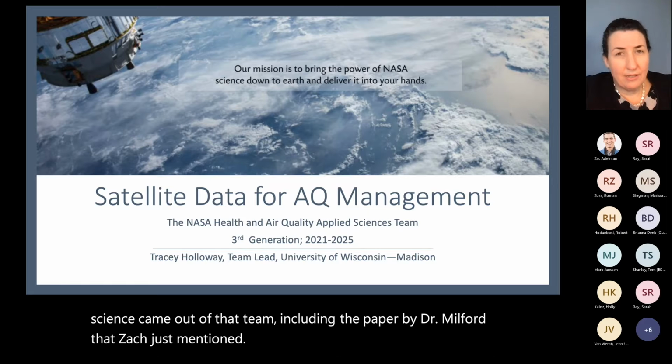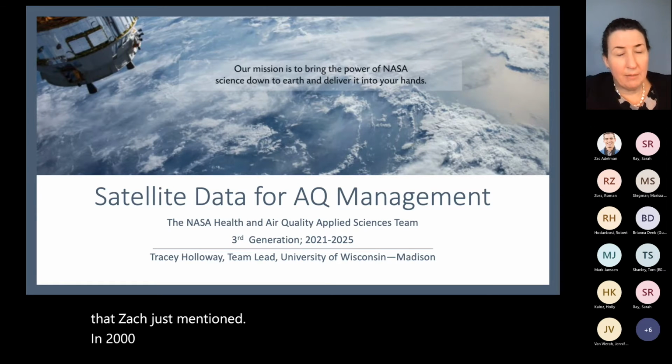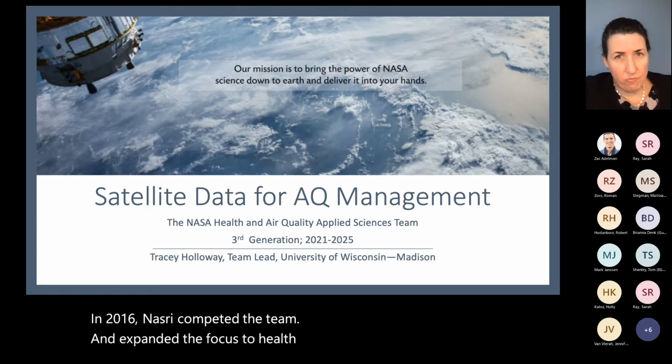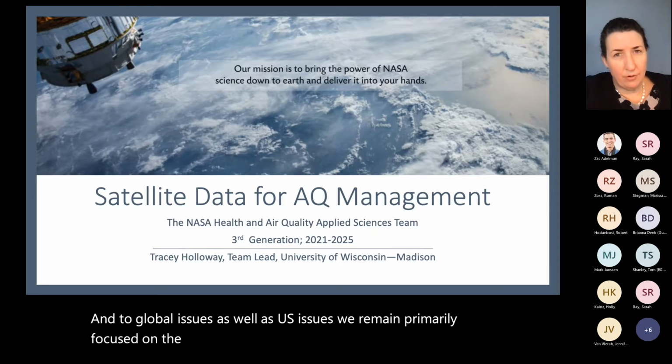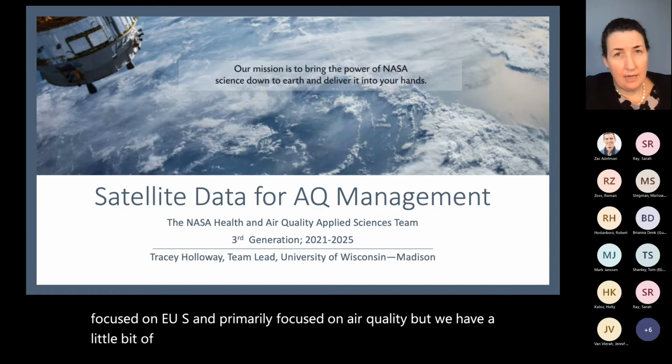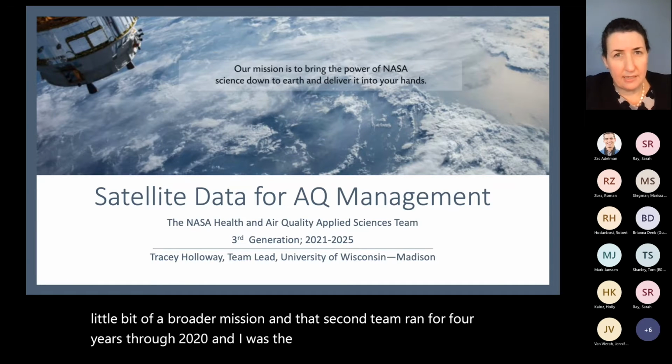In 2016, NASA recompeted the team and expanded the focus to health as well as air quality, and to global issues as well as US issues. We remain primarily focused on the US and primarily focused on air quality, but we have a little bit of a broader mission. And that second team ran for 4 years through 2020.